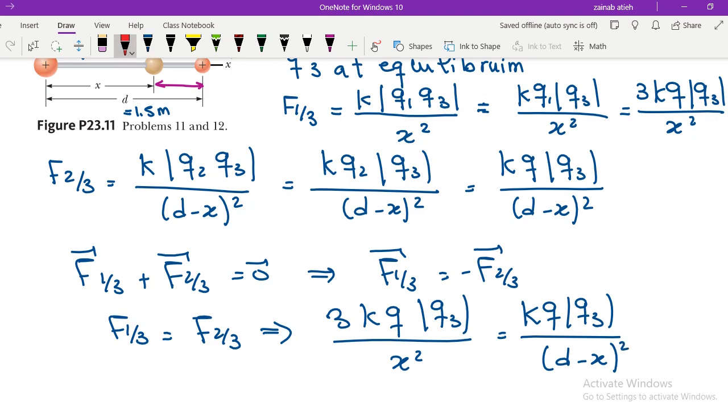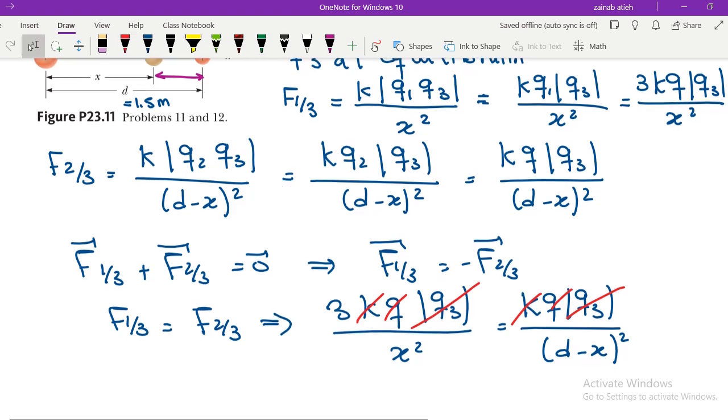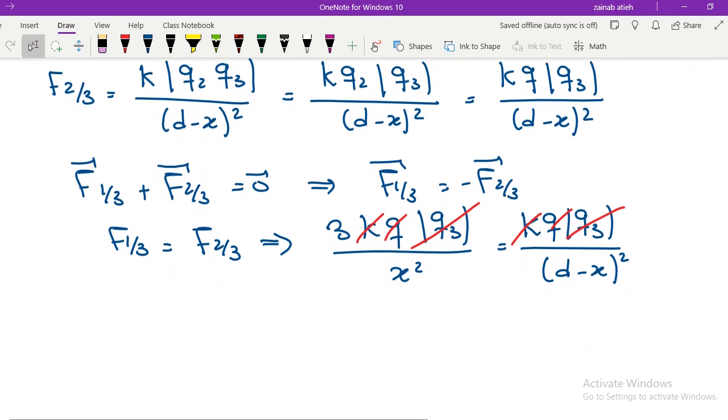Now I will remove K from both sides. I will remove Q from both sides. I will remove absolute Q3 from both sides. My equation will get simpler, let me arrange a little bit. Now everything is known. I know d, which is 1.5. I can just search for x, which is the point where the sum of forces is equal to 0. We have equilibrium there. Equilibrium means that the charge Q3 will not move. It will remain at rest.